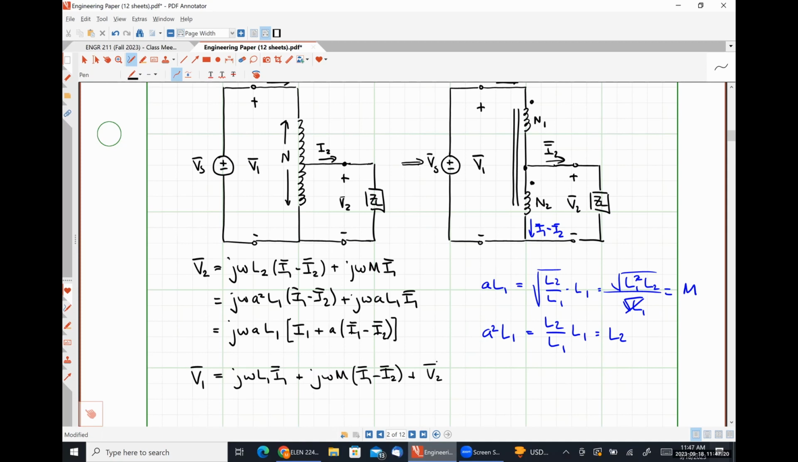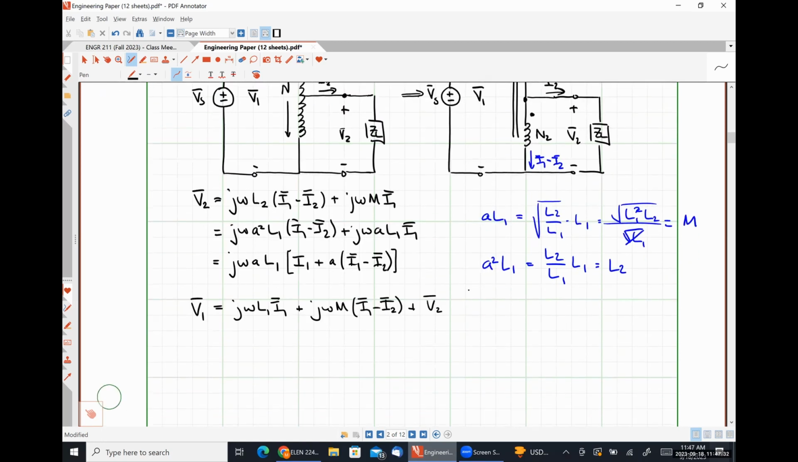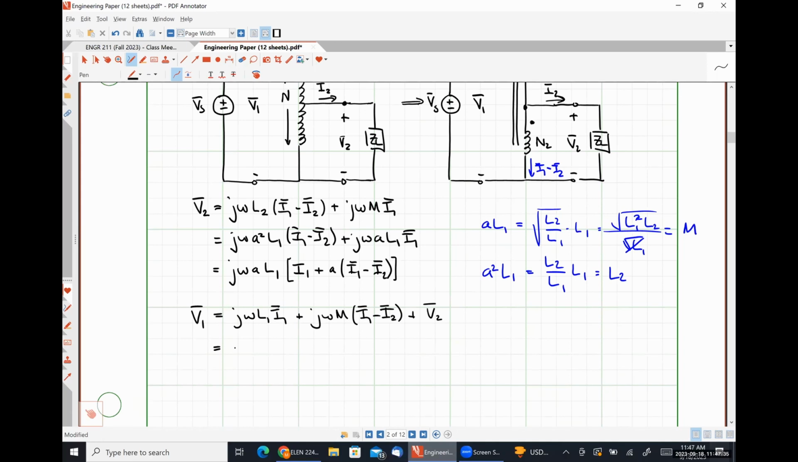Okay, so I'm going to substitute in A times L1 for this M. And I'm just going to go ahead and throw in this whole expression here for V2. So that's going to look like j omega L1 I1 plus j omega A L1 (I1 minus I2) plus j omega A L1 (I1 plus A (I1 minus I2)).